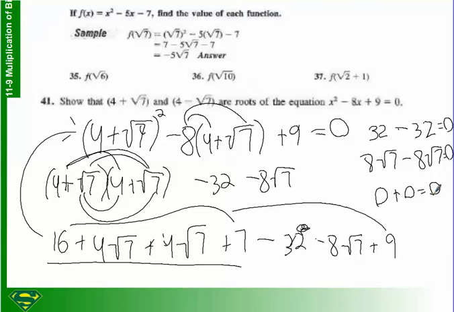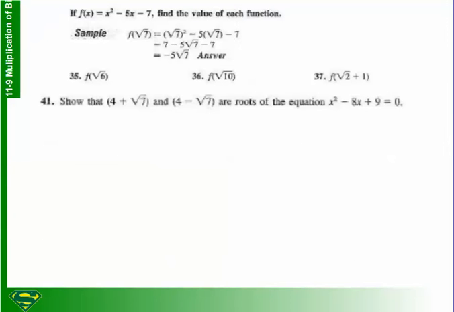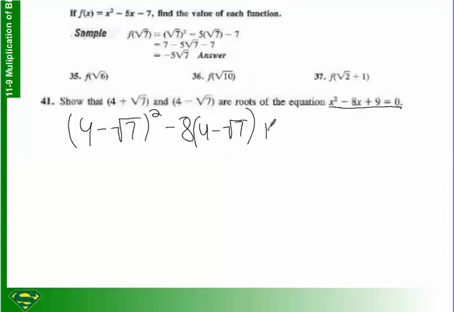I need more room for the next part. Alright, now for the second part of this equation, we have to show 4 minus the square root of 7, and we have to plug that into the equation over here as x, and so we are going to have 4 minus the square root of 7 in parentheses squared, and then minus 8 times 4 minus the square root of 7, and then plus 9 is going to be equal to 0.